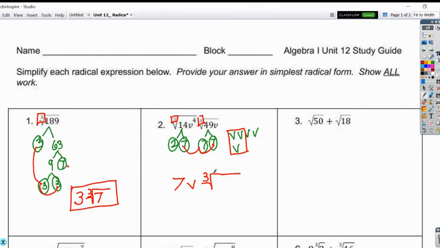There was a 2 that wasn't used, so we can write that inside. And then I've got 2 v's that are left out. They don't have that full match, so we'll have a v squared within. So we're talking 7v times the cube root of 2v squared.